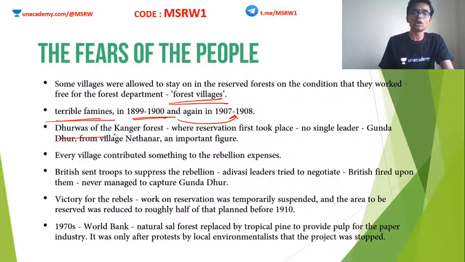The Thurwas of the Kangar forest, where reservation first took place, are the first people who actually went on with the protest. This is the first area where the British put in this reservation system. The reserved forest was announced in this region first. But there was nobody to lead this rebellion. It was a leaderless kind of movement.